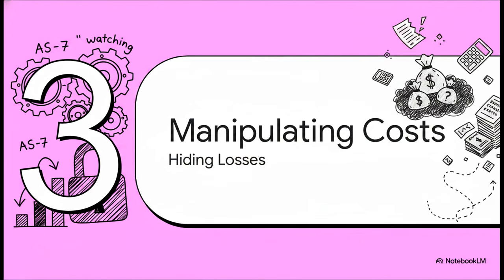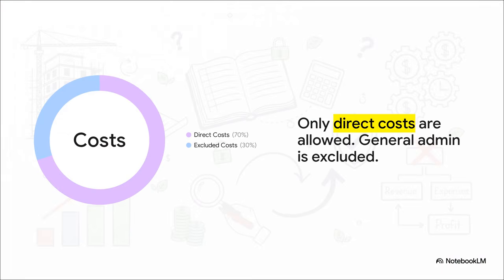Section 3, manipulating costs and losses. If a company realizes they can't fake their revenue because AS7 is watching, they're inevitably going to try to hide their costs. And this brilliantly illustrates how the cost loophole works. Companies sometimes take entirely irrelevant or future costs, like general administrative overhead or costs from idle time, and just dump them into a project's accounting to artificially distort the profit calculation.